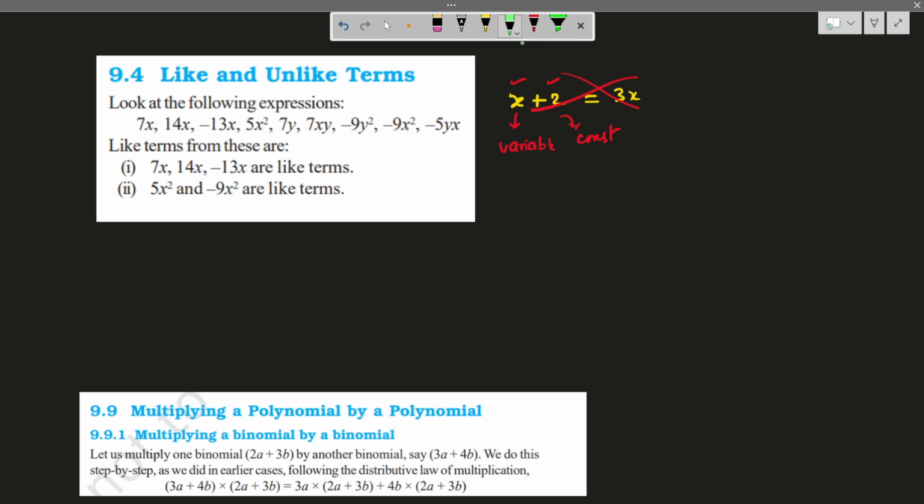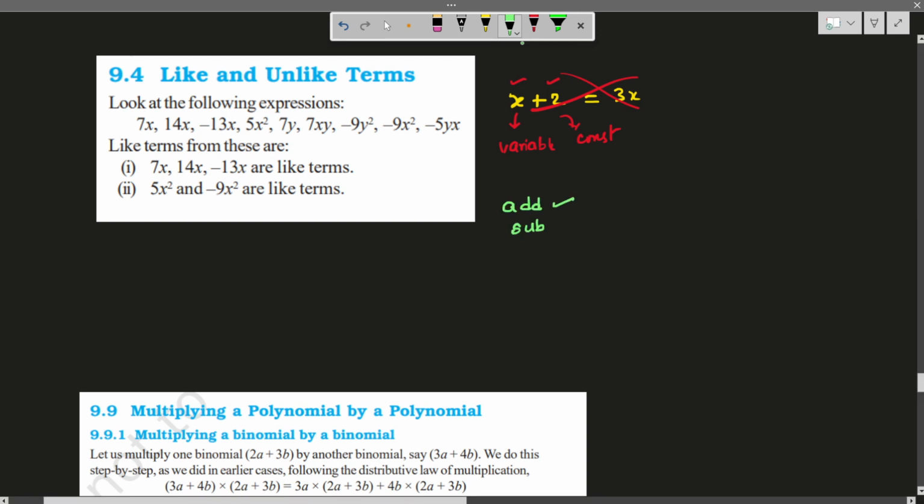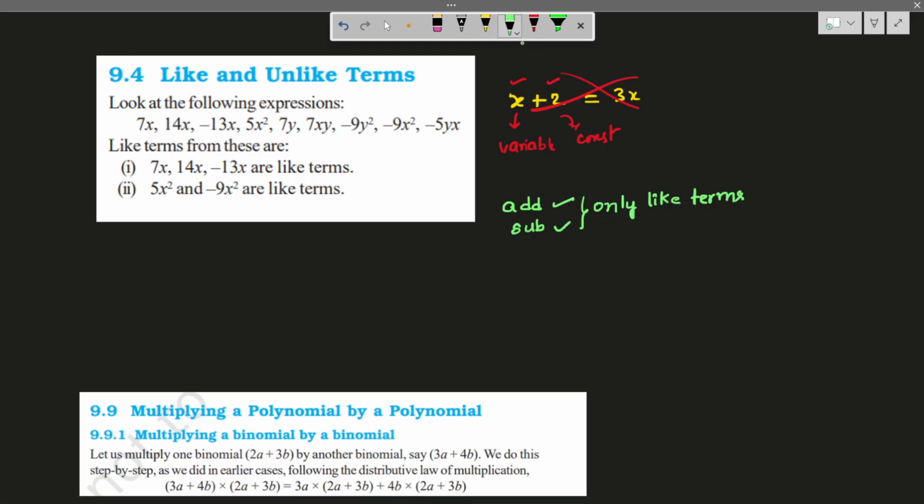We can add or subtract only like terms. That is very important here. We can add or subtract only like terms. That's very important here. So the remaining terms cannot be added or subtracted. So that we should remember.